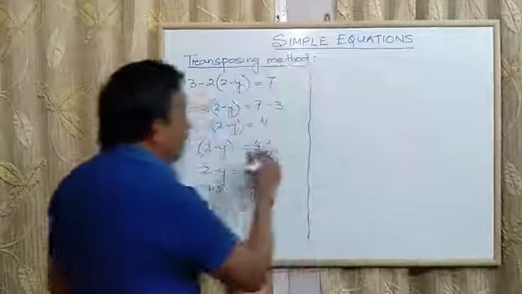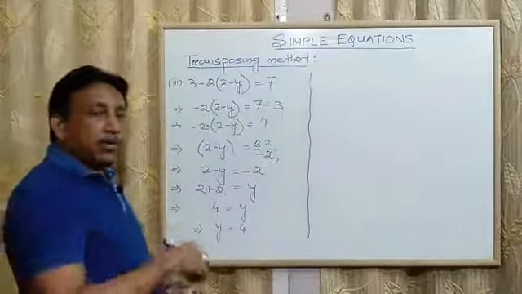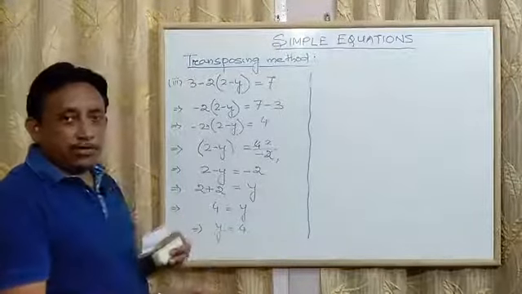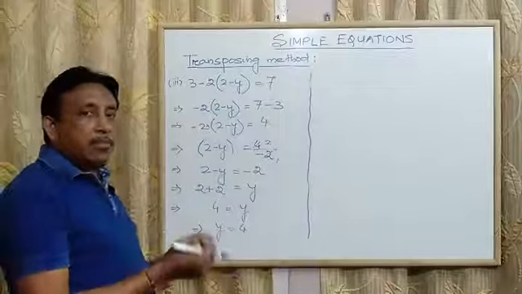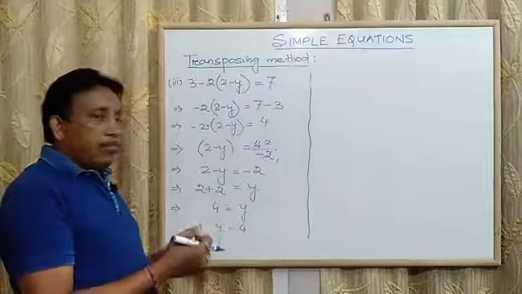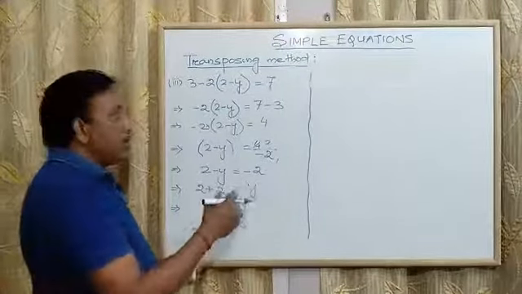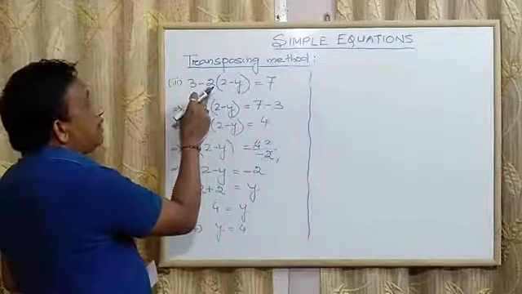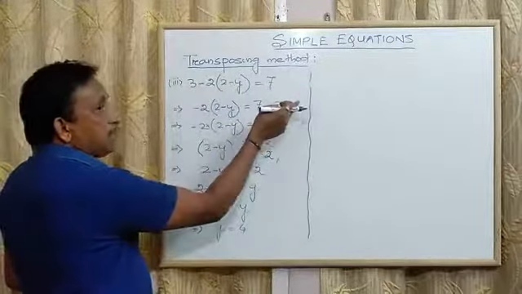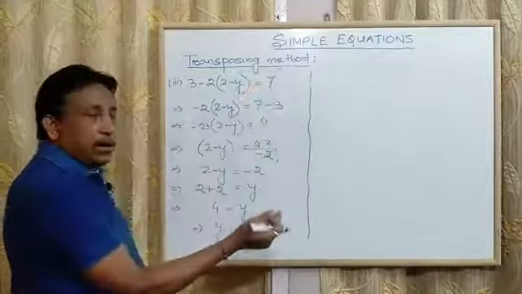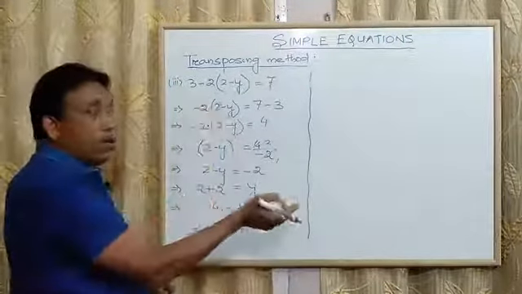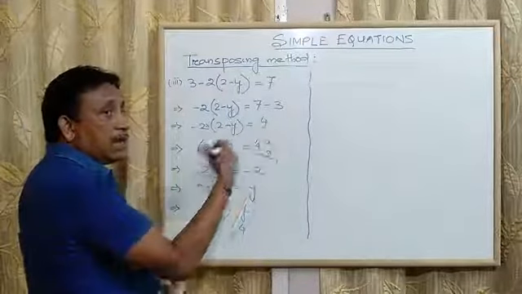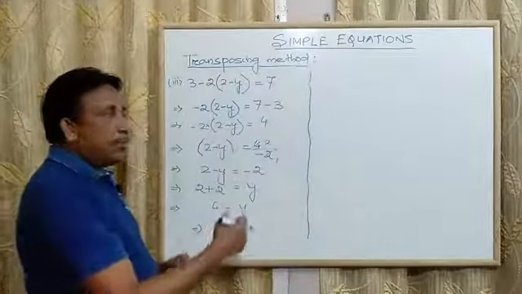So what are the steps? A positive number, when it shifts the side, becomes negative. Negative becomes positive. And if a number is being multiplied to something, when it changes the side, it will become the reciprocal. 2 will become 1 by 2. Or suppose here it is 1 by 2, when it changes the side, it becomes the reciprocal. 1 by 2's reciprocal is 2.